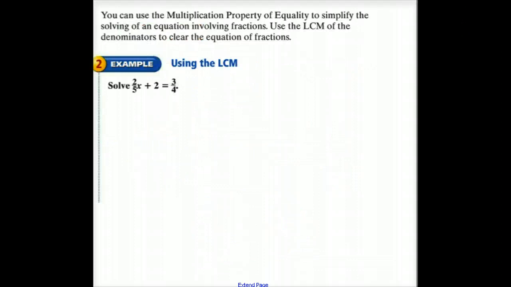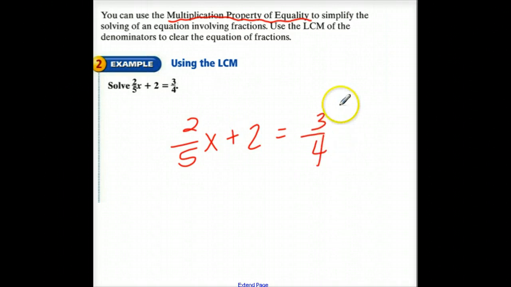All right, one other method you might try when you see two fractions in an equation, because there's two, we can do something called the multiplicative property of equality that removes the fractions from the equation before we start solving. So I'm going to just rewrite this. 2/5 x plus 2 equals 3/4. If you want to solve it the way we did in the last step, you are more than welcome to. You would subtract 2 and multiply by the reciprocal of this fraction because it's connected to the x.